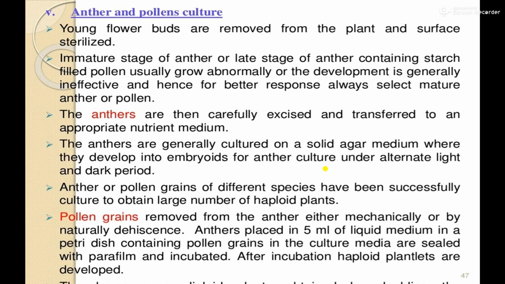So pollen grains removed from the anther either mechanically or by natural dehiscence, that anthers placed in 5 ml of liquid medium in a petri dish containing pollen grains in the culture media are sealed with parafilm and incubated. After incubation, haploid plantlets are developed. Okay, in that anther and pollen culture.